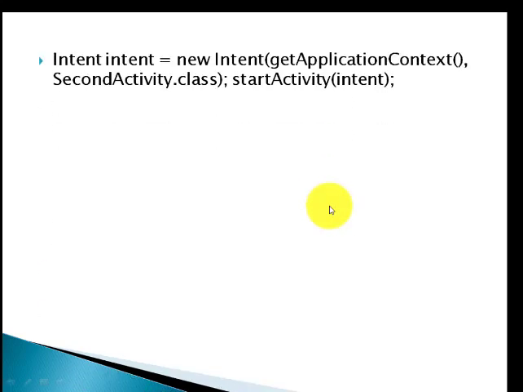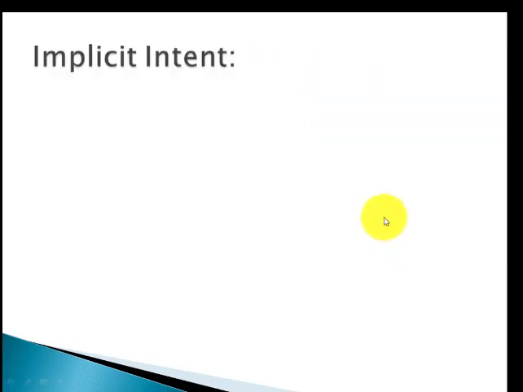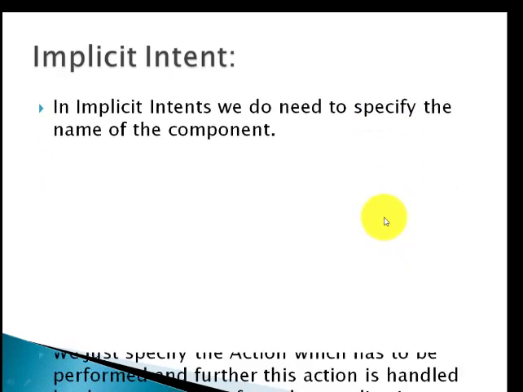Now moving to the syntax. This is the syntax of explicit intent, which is the same as the previous one. That is your general syntax. Intent, the name of the intent object equals to new Intent, getApplicationContext, second activity name, and we have to start the activity.